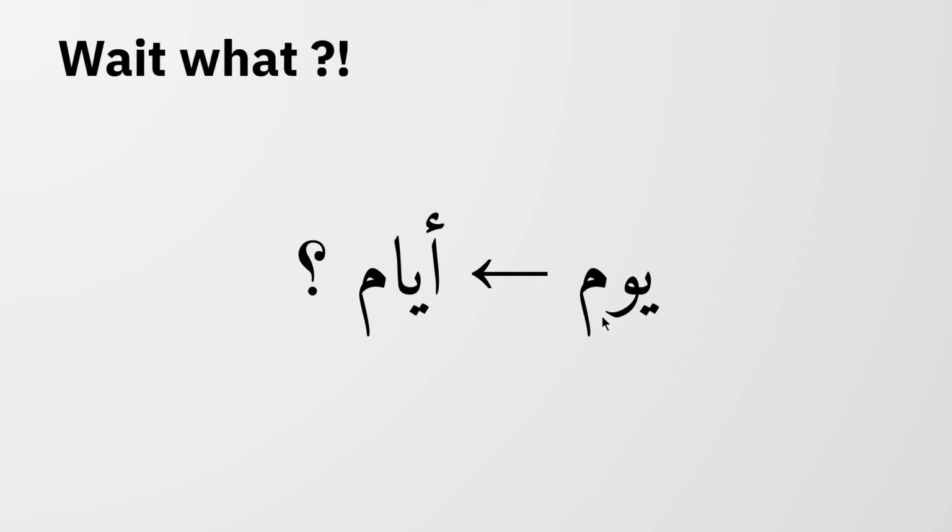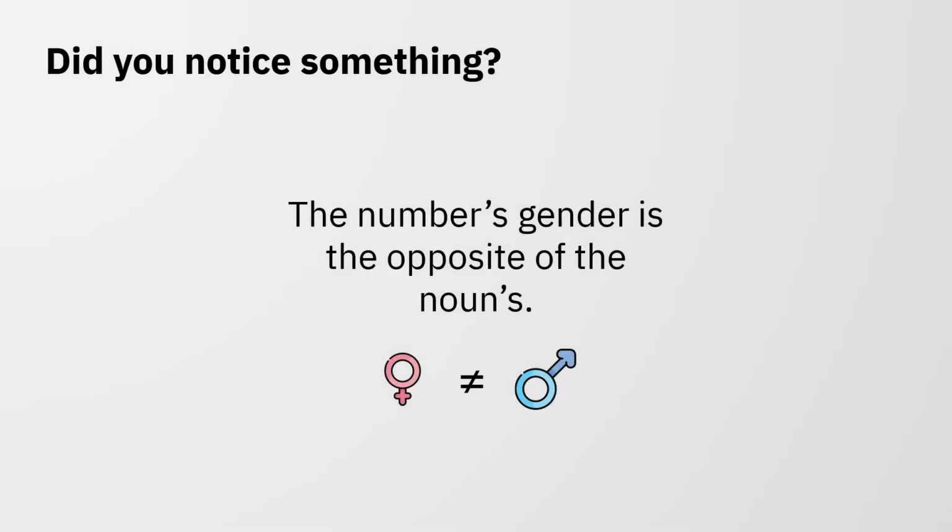Again, don't let this stop you from learning Arabic. If you are a beginner, it's not a big deal to use the singular noun if you don't know the plural form. It will sound a bit strange, but it can be understood nonetheless. We switch to the plural form if the count is between 3 and 10. Did you also notice something? Numbers 3 to 10 take the opposite gender of the noun.